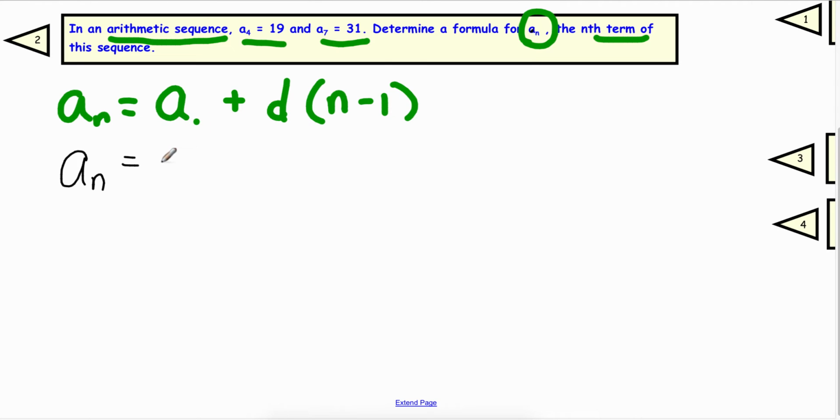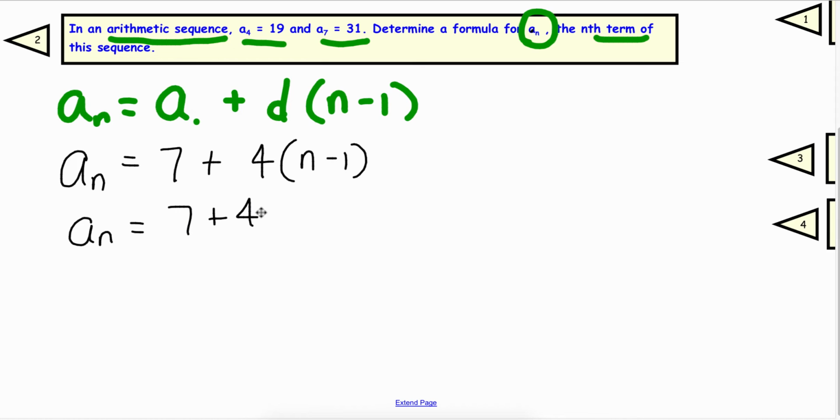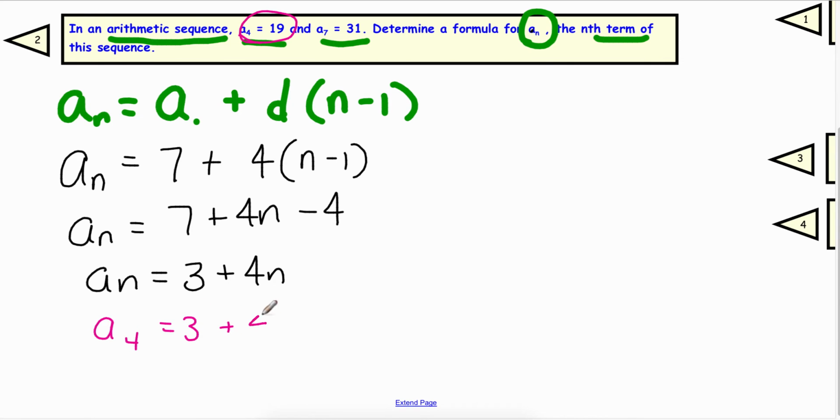I do know what my first term was. My first term was 7. And we found out our difference every single time was 4. And n minus 1. Now you can leave it like that. You can clean it up if you want. And just to show that we are correct, we know the fourth term is 19. So that means if I stick a 4 in every time I see an n, it will explicitly tell me what's in that fourth spot. 3 plus 16, and yes, indeed, it's 19.